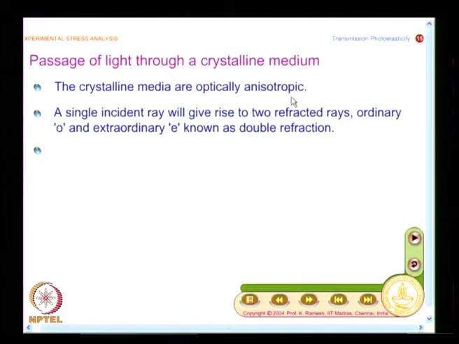Because it is optically anisotropic, another interesting thing happens. A single incident ray will give rise to two refracted rays, and they are named in a conventional sense. One ray is called the ordinary ray, labeled O. Another ray is called the extraordinary ray, and this happens because of double refraction.